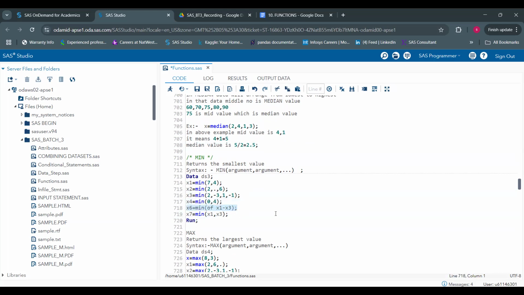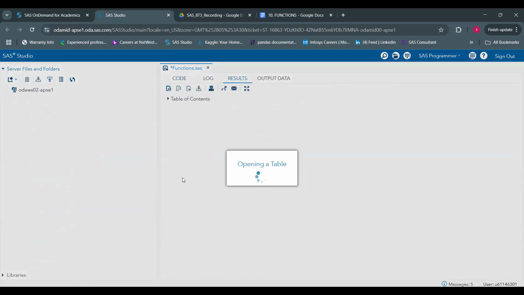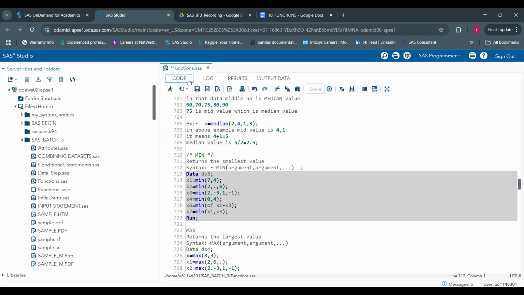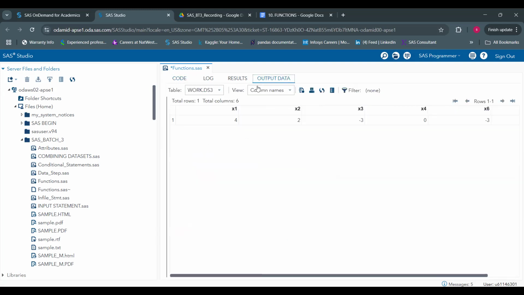How about X6? X1 to X3? -3. How about X1 and X3? -3. Again, the minus 3. Let's see. What is X4 here? We got a 0 here. 0. X2 is 2. And -3.